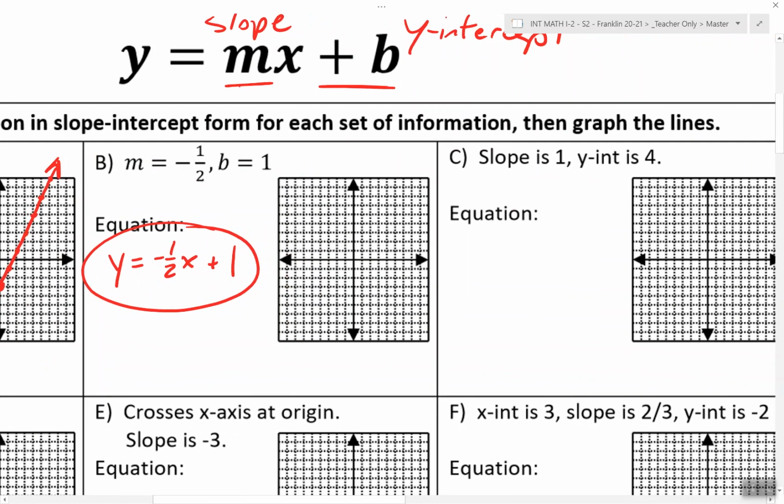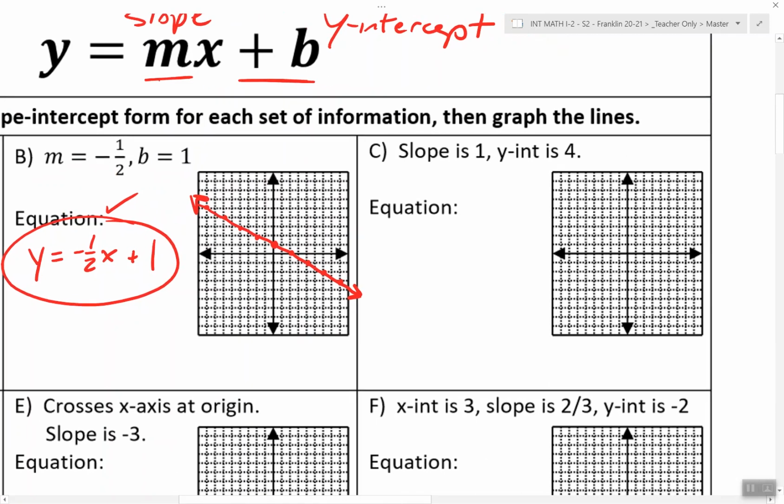So we go up 1 on the y-axis this time because the b value is positive 1, so start at 1. Slope is negative 1 over 2, so down 1 this time, right 2, down and right for a negative slope, down 1, right 2. And then we can go up 1, left 2 from the middle as well to get a nice, good long picture across the graph. Let's see if I can get that straighter here. Okay, so there's the equation, right? Negative 1/2 x plus 1.